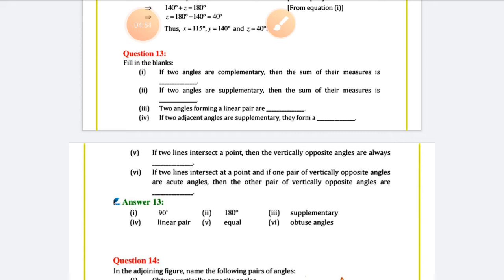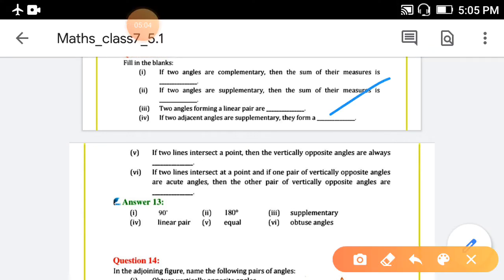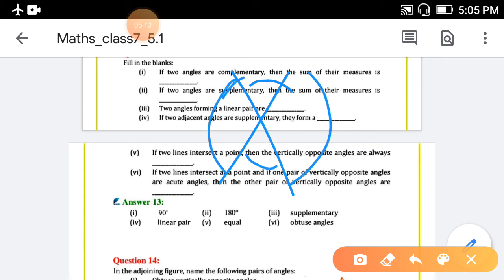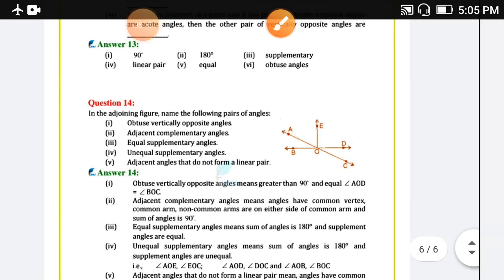Sixth one, if two lines intersect at a point, and if one pair of vertically opposite angles are acute angles, then the other pair of vertically opposite angles are obtuse. Two lines are intersecting this way, then one pair is acute angle and the second pair is obtuse angle, because this angle is more than 90 degree.